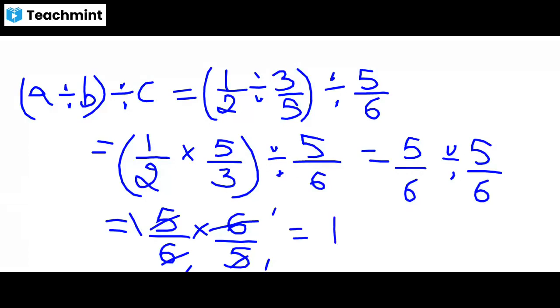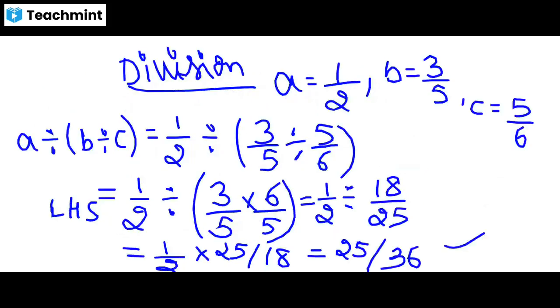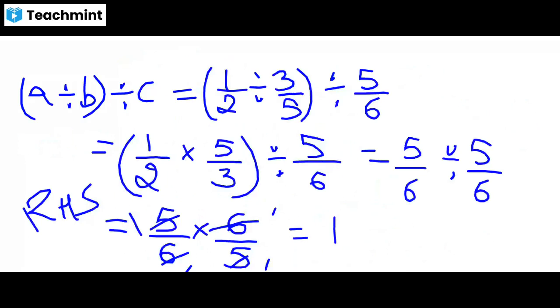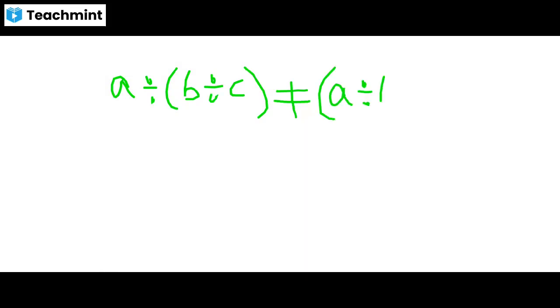So what did you get as the RHS value? You got 1. What about LHS? We got 25 by 36. So what conclusion can you write? Division is not associative for rational numbers. A divided by B divided by C is not equal to A divided by B divided by C, with the brackets grouped differently. So for the last one, what will you write as the conclusion? Division is not associative.